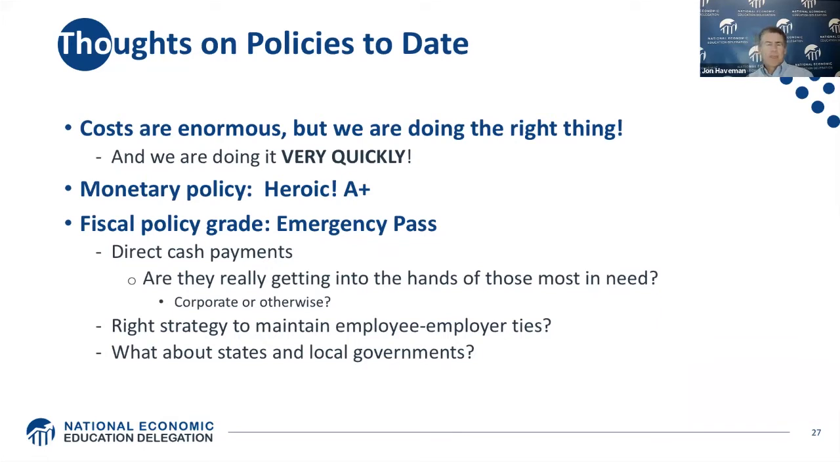Fiscal policy, you know, done very quickly, and that's great. So they get an emergency pass on a pass-fail system. But whenever Congress does something quickly, it often misses the mark. And I think it's missed the mark with a lot of its policies. In particular, the $1,200 cash payments to families. Well, families that had a $7,500 a year income before this and didn't lose their jobs, they're getting the check. I'm not sure that's the right way to go.